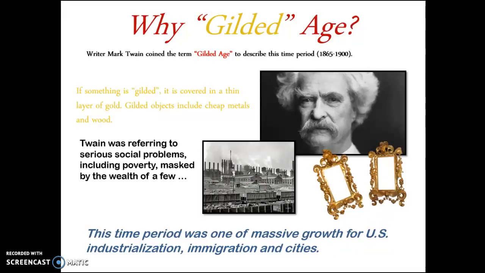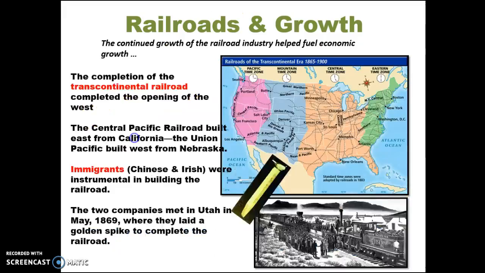Twain was referring to serious social problems, including poverty masked by the wealth of a few, like the 1% that we even have today. This time period was one of massive growth for U.S. industrialization, immigration, and cities.